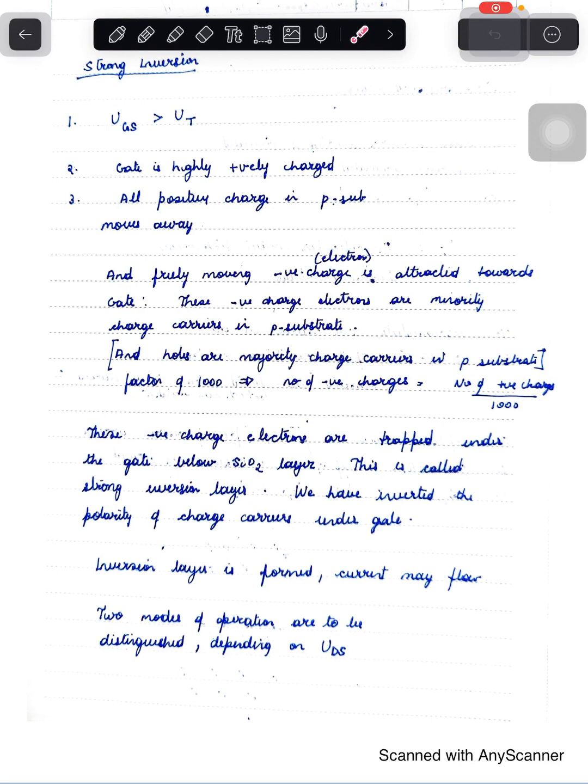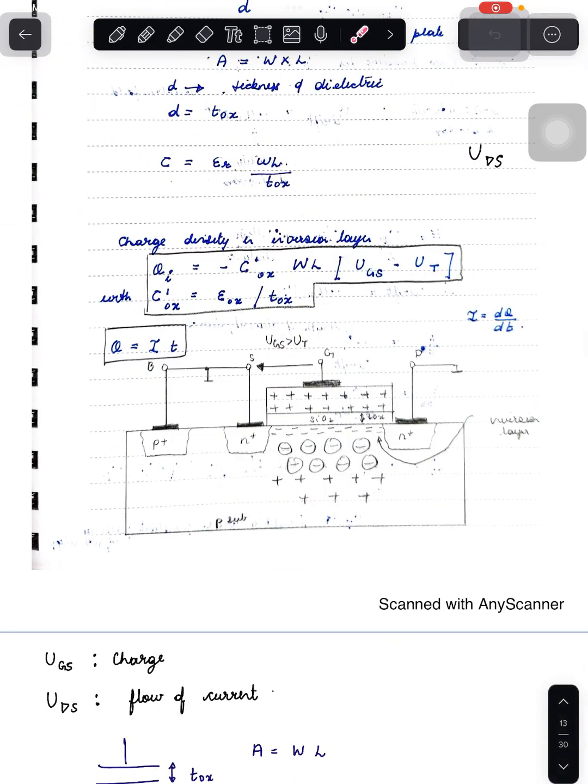Next is strong inversion region. Here the gate to source voltage applied is greater than the threshold voltage. The gate to source voltage is a positive voltage, and the gate is highly positively charged. The positive charges on the gate repel the positive charges of the P substrate, and it attracts the minority charge carriers, that is electrons, present in the P substrate, forming a channel over here.